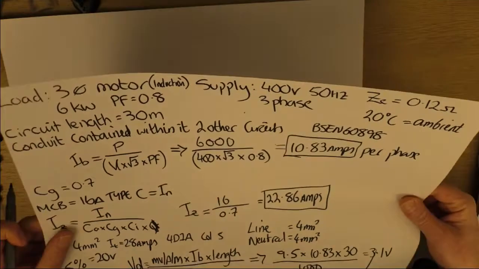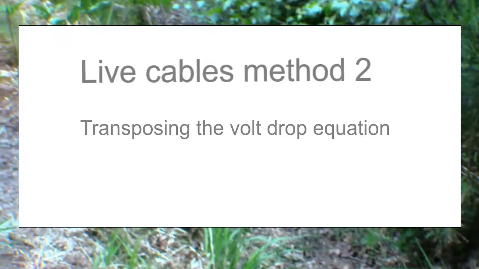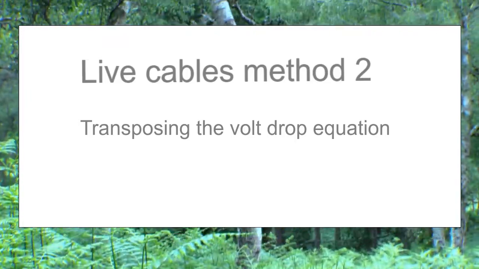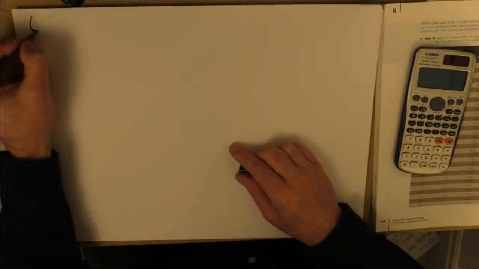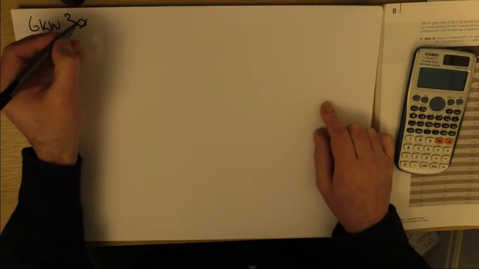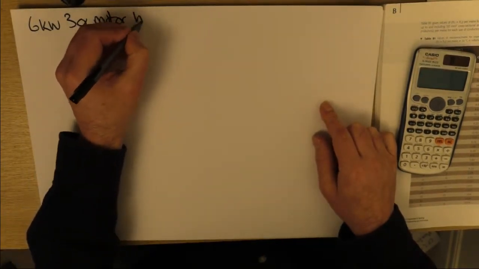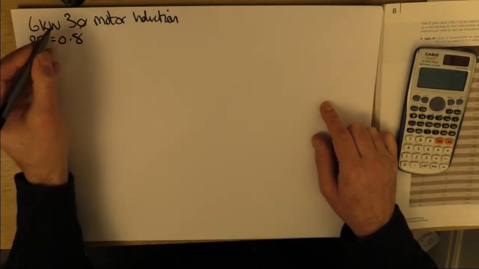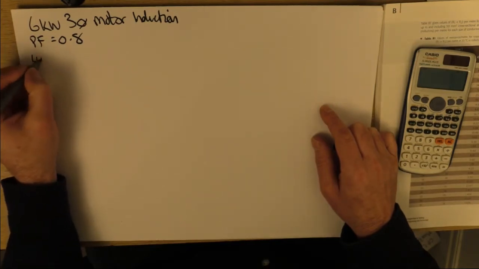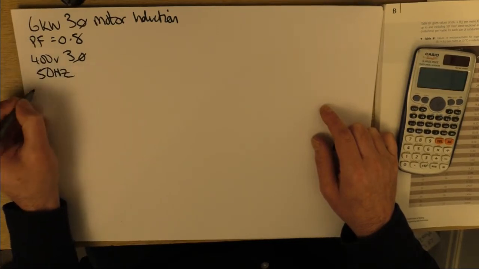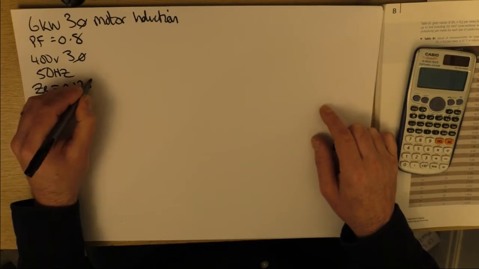Right, new page. So that's the live cables done. Just remind ourselves then, 6 kilowatt 3 phase induction motor, power factor of 0.8. Our supply is the same, so 400 volt 3 phase, 50 hertz, and our ZE was 0.12, I think.